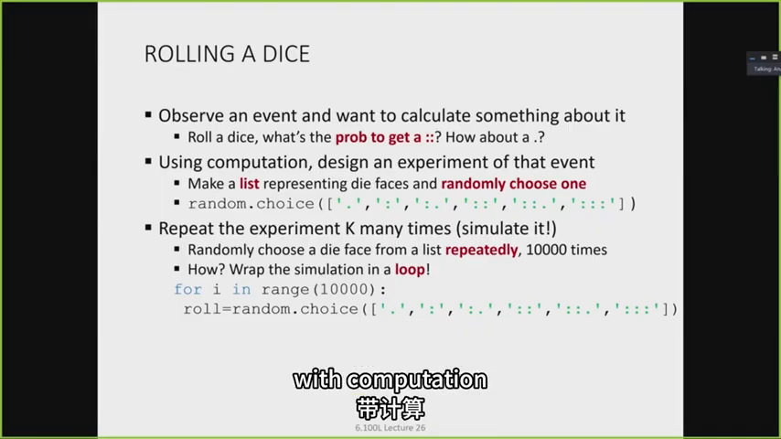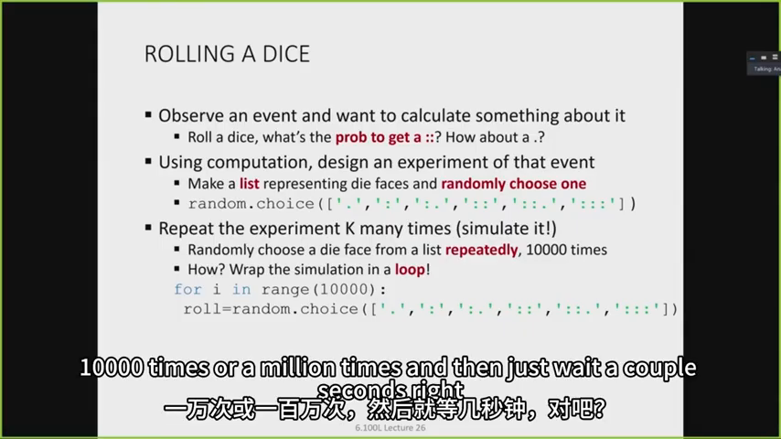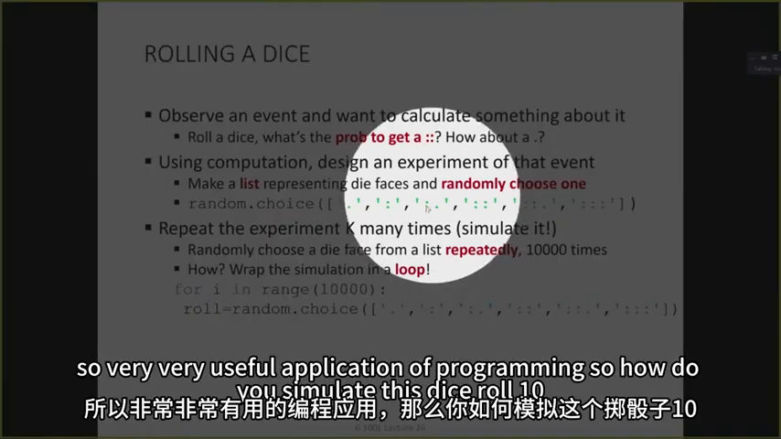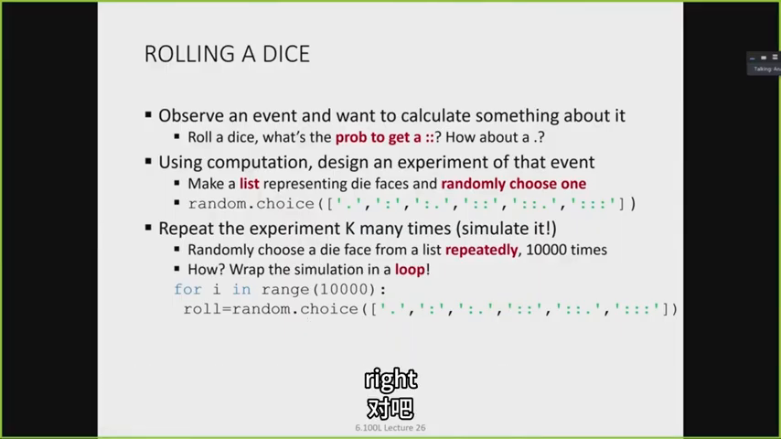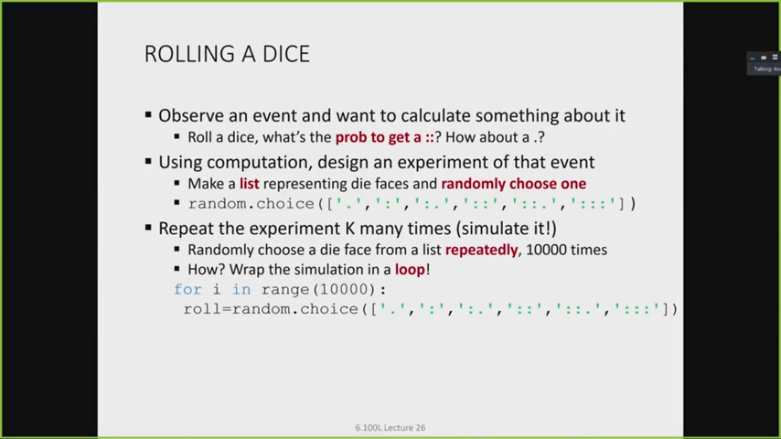But with simulation, with computation, right, with programming, we can simulate it 10,000 times or 1,000,000 times and then just wait a couple seconds, right? So very, very useful application of programming. So how do you simulate this dice roll 10,000 times? Just slap a for loop around that line of code, right? So for some number in range 10,000, that means I'm going to run this line of code 10,000 times. All of a sudden, I've just rolled a dice 10,000 times.